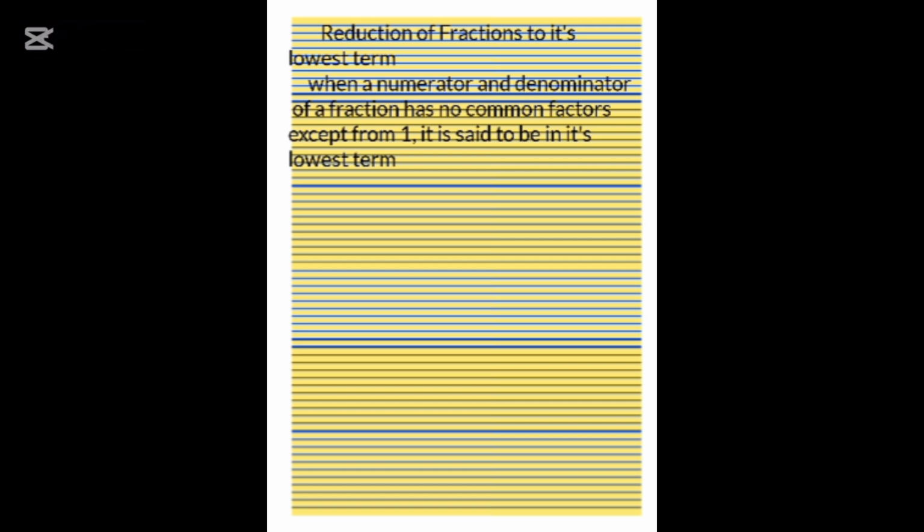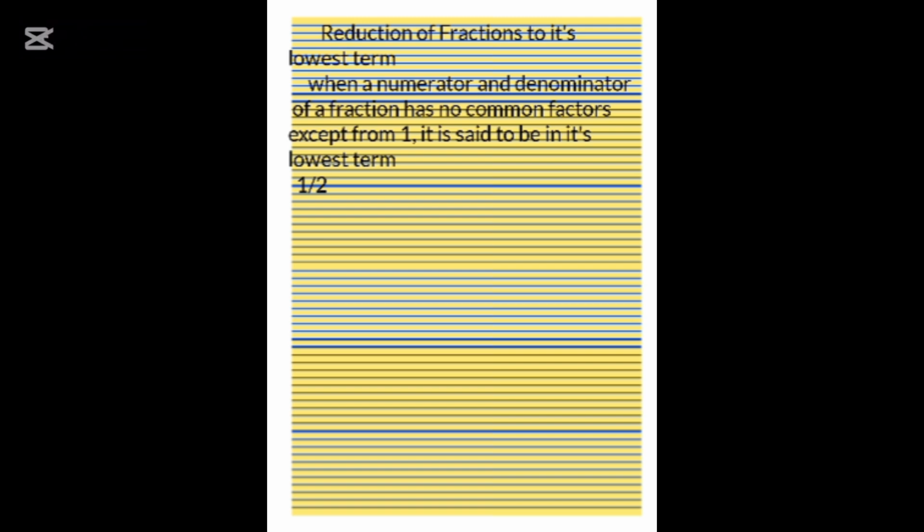Let us have an example. A fraction 1/2. In this fraction, 1 over 2, 1, the numerator, has no common factor with 2 except 1, and 2, the denominator, has no common factor with 1 except 1. This fraction is in its lowest term.